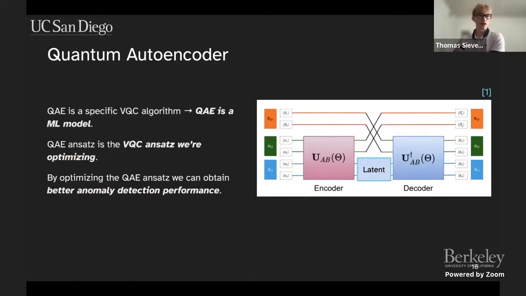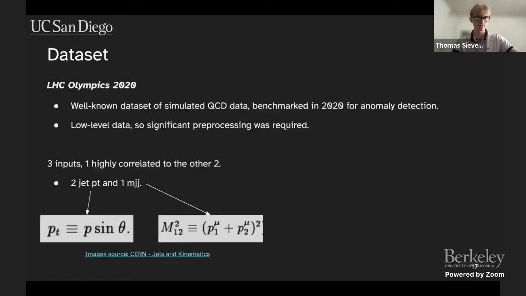Okay, so the QAE is a specific VQC algorithm, or the ansatz of the QAE is what we're optimizing. And the whole goal is that by optimizing this ansatz, we can obtain better anomaly detection performance.